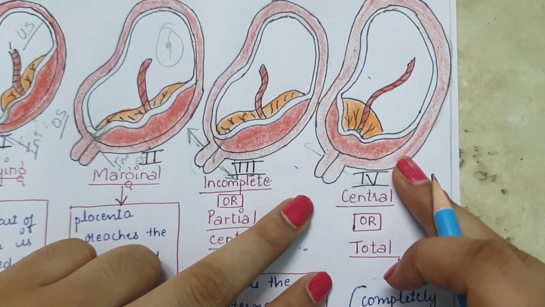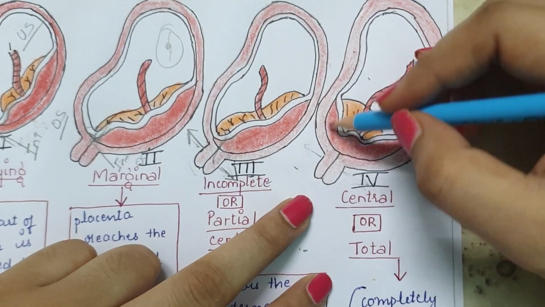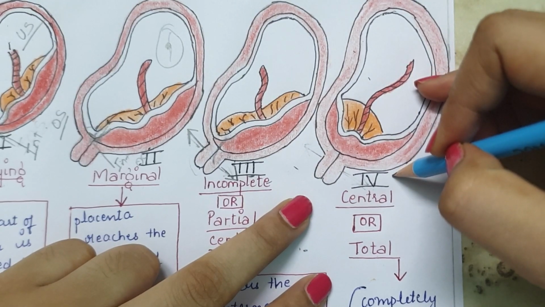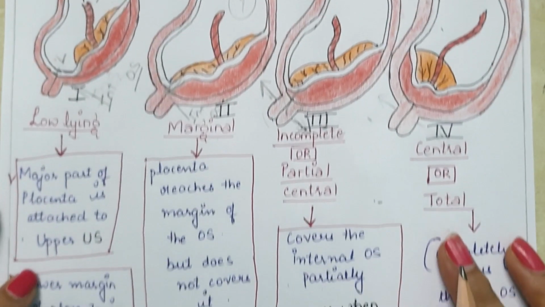While in this case, the placenta covers the internal os completely, even if it is fully dilated. So these are the 4 types of placenta previa.